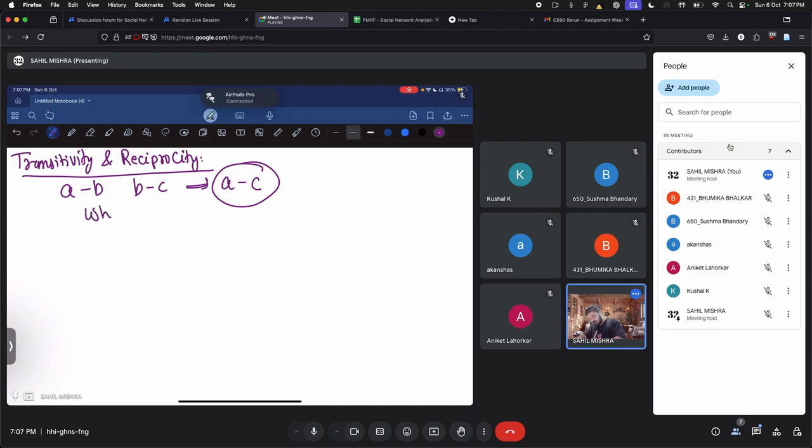This is an important thing: when a network has high transitivity, what can you say about the network? What can you say about the network?